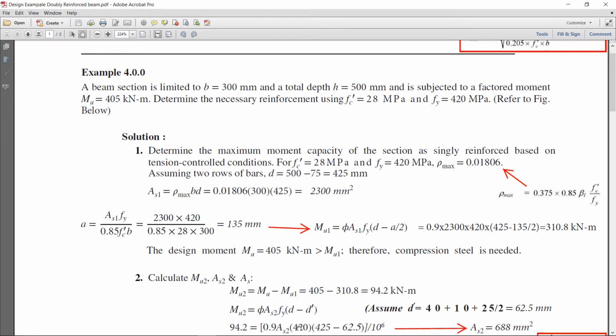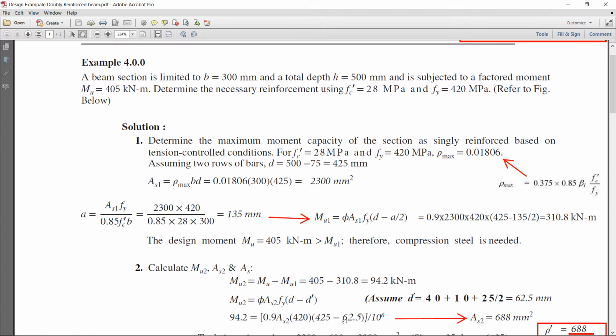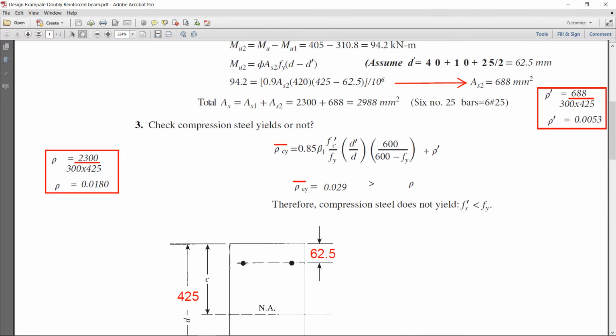Fy 420, d minus d dash. D dash is the effective depth of compression steel. Here is how I have calculated it. The clear cover of concrete is 40 millimeter, and the shear tie stirrup diameter is 10 millimeter. From the center of the bar, I am assuming the hanger bars as top bars of 25 millimeter diameter, so I have divided by 2 to take from the center.